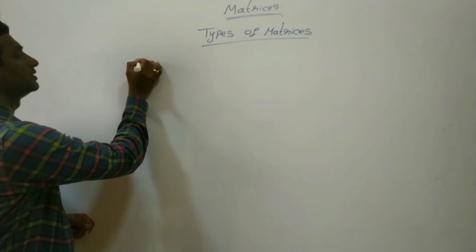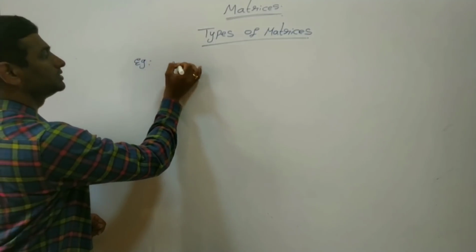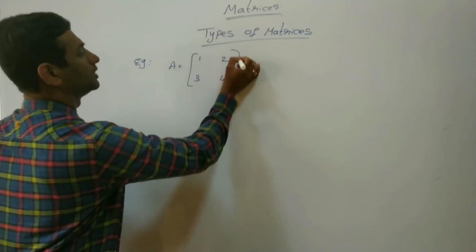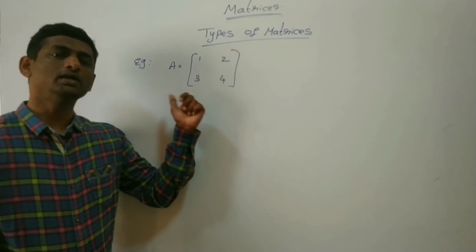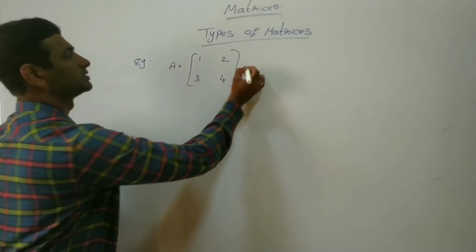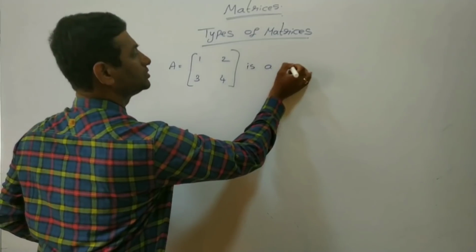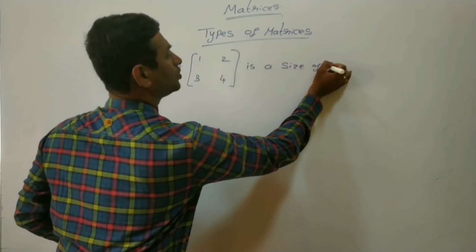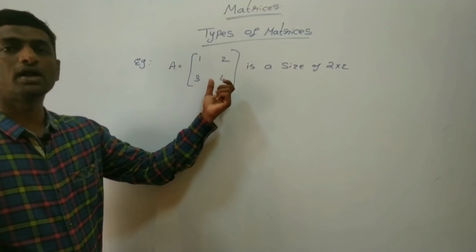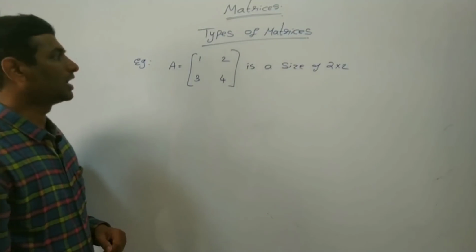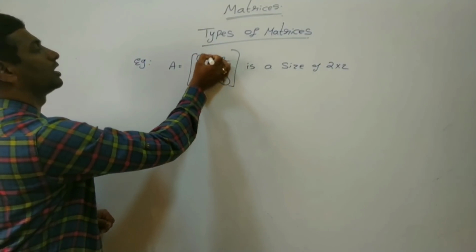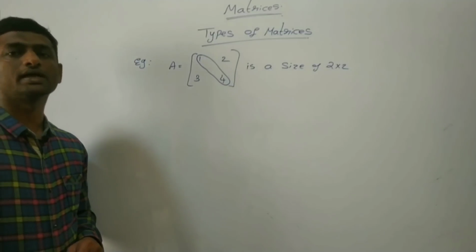Example, if A is equal to 1, 2, 3, 4, it has 2 rows and 2 columns. It is of size 2 cross 2. Simply we can read it as a square matrix of order 2. And in this, the positions A11 and A22, that is 1 and 4, are called principal diagonal elements.